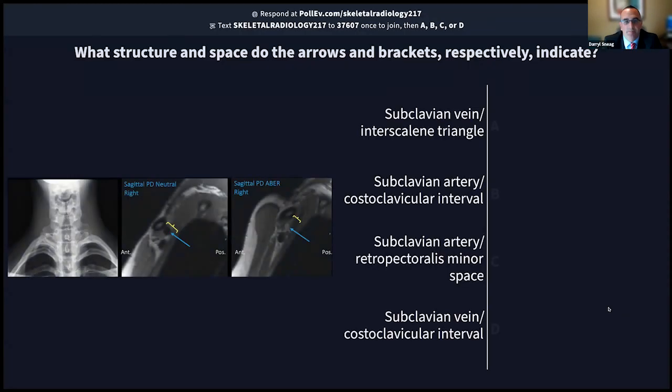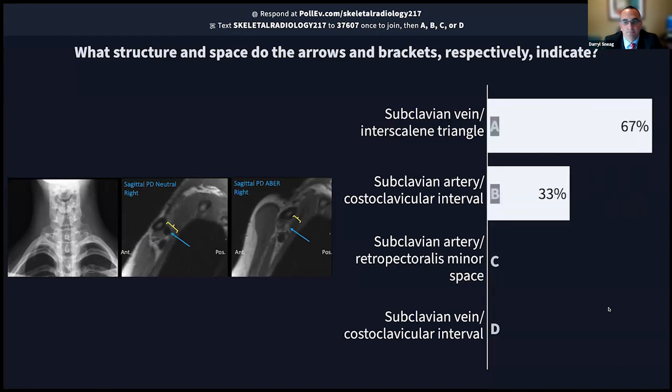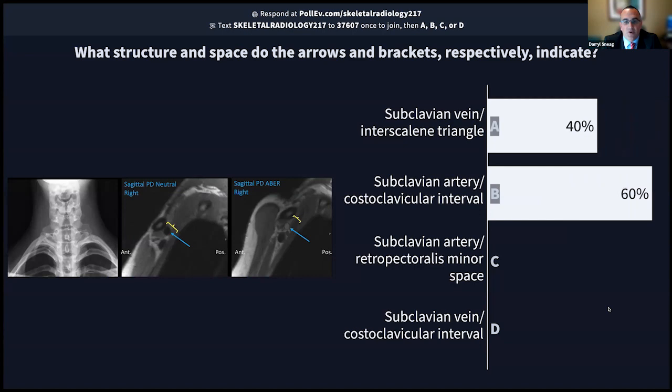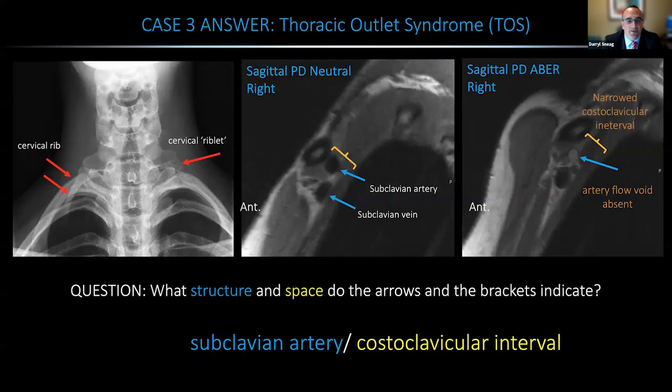Let's go to the poll. Okay, so we're between the subclavian vein or artery and the interscalene triangle and costoclavicular interval. Okay, good. And we're narrowing down to the right answer now. So let's go over this.